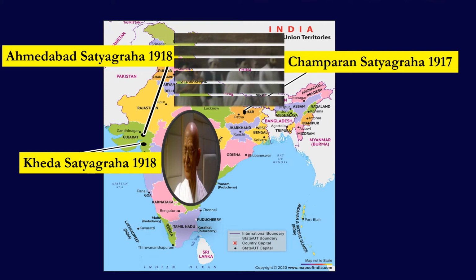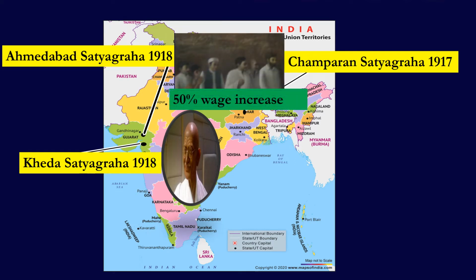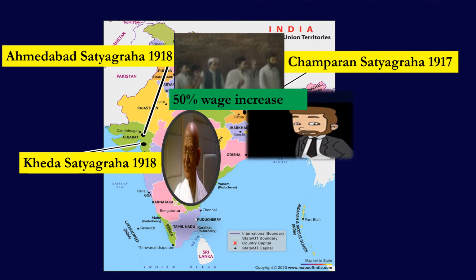In Ahmedabad, the mill workers were demanding higher wages. Workers were demanding a 50% wage increase in order to cope with high prices. But the mill owners were not ready. They were willing to offer only a 20% wage increase. Thus, Mahatma Gandhi took up the cause of mill workers.